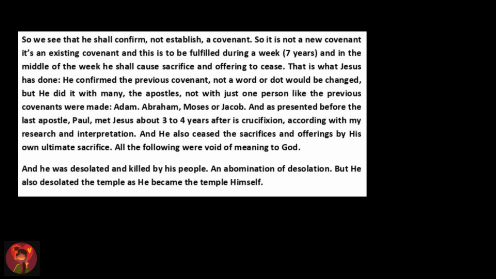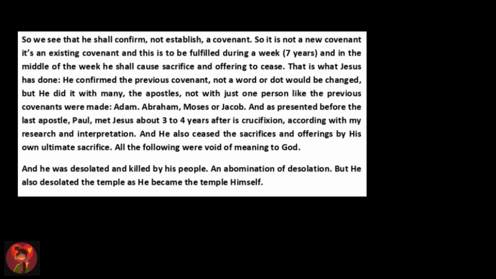So we see that he shall confirm, not establish, a covenant. So it is not a new covenant, it's an existing covenant, and this is to be fulfilled during a week, 7 years, and in the middle of the week he shall cause sacrifice and offering to cease. That is what Jesus has done. He confirmed the previous covenant, not a word or dot would be changed, but he did it with many, the apostles, not with just one person like the previous covenants were made, Adam, Abraham, Moses or Jacob.